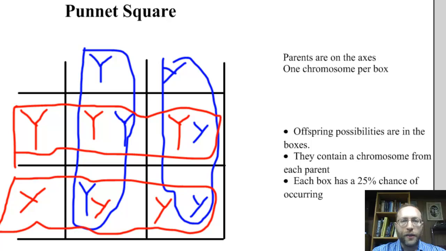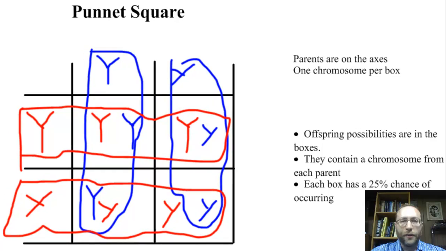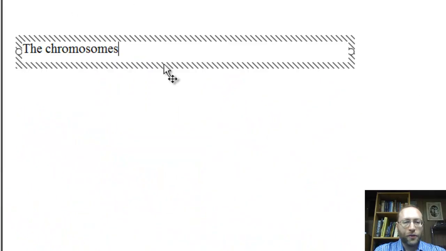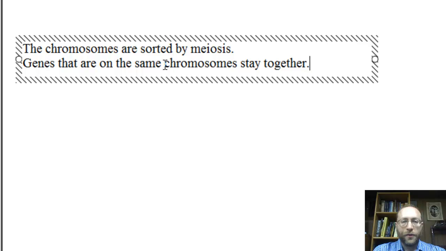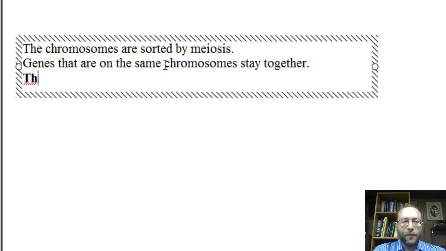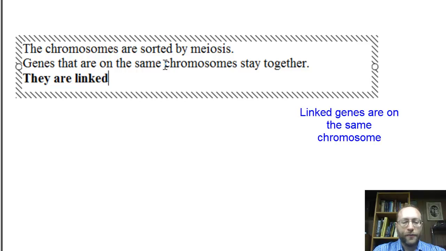Things get a bit more complicated when it comes to the assortment when you're looking at genes together, because it's the chromosomes that become inherited. Chromosomes are basically sorted by meiosis, not the genes. So, in other words, genes that are on the same chromosome stay together. In other words, they are linked. That's what they actually call it, linked.